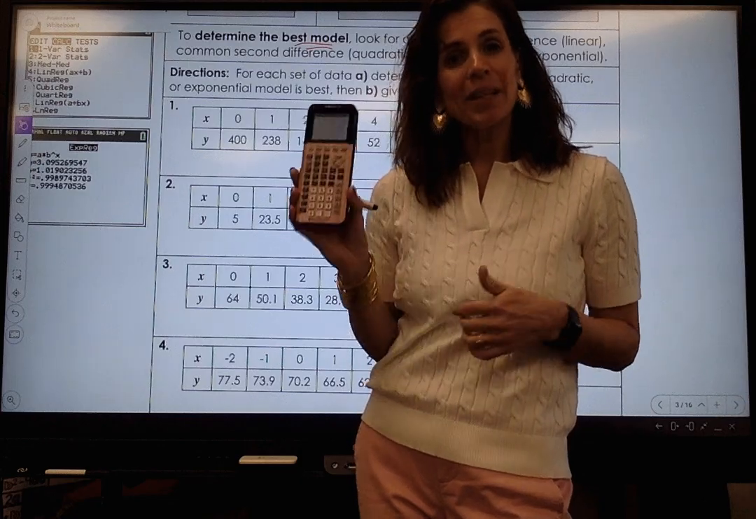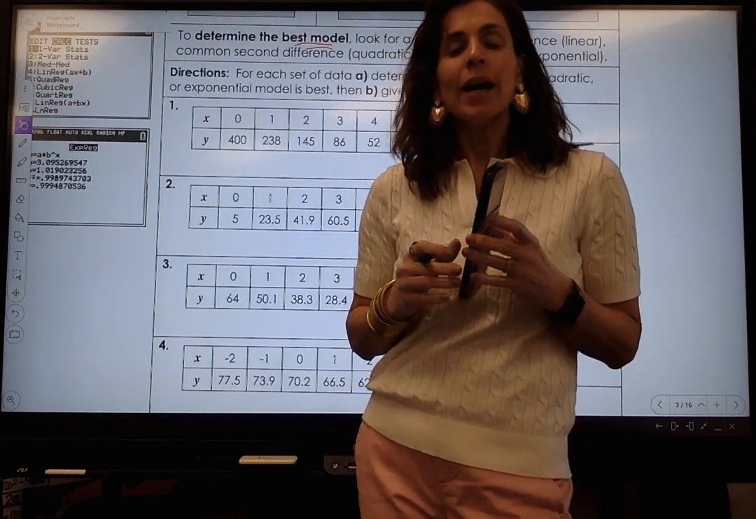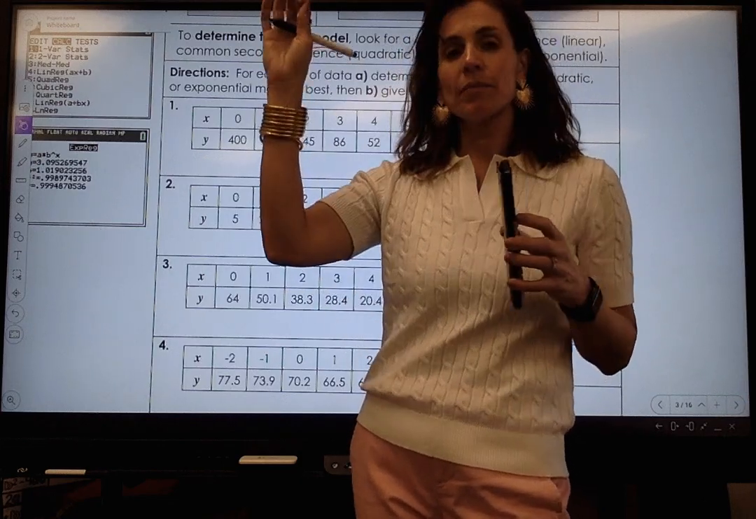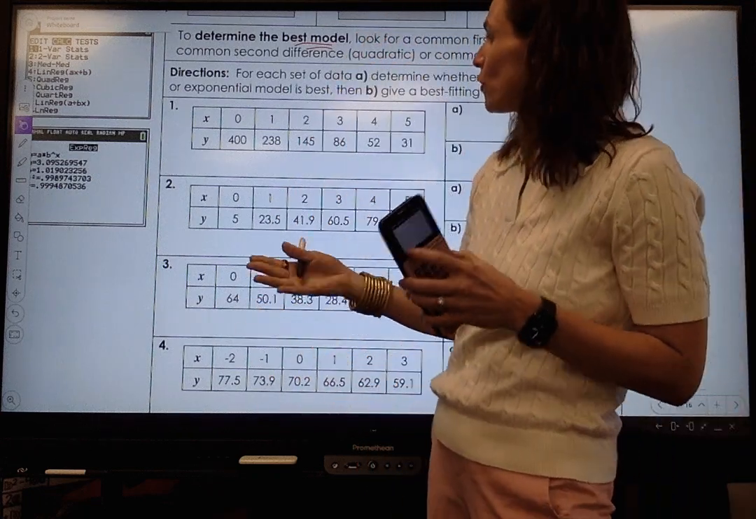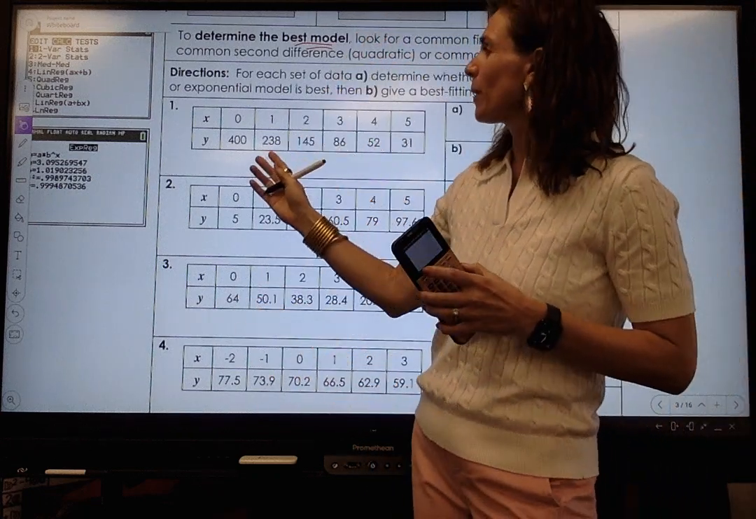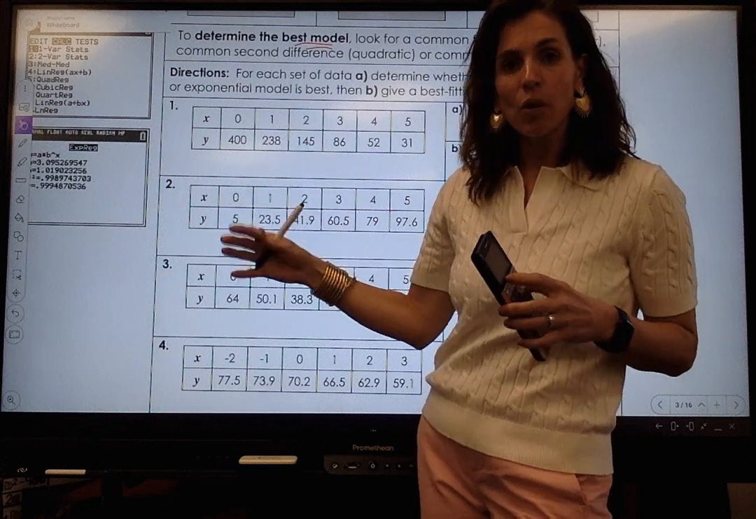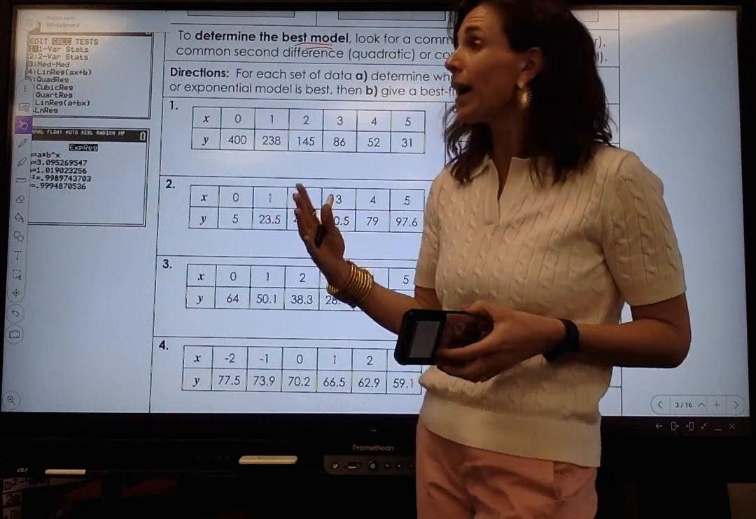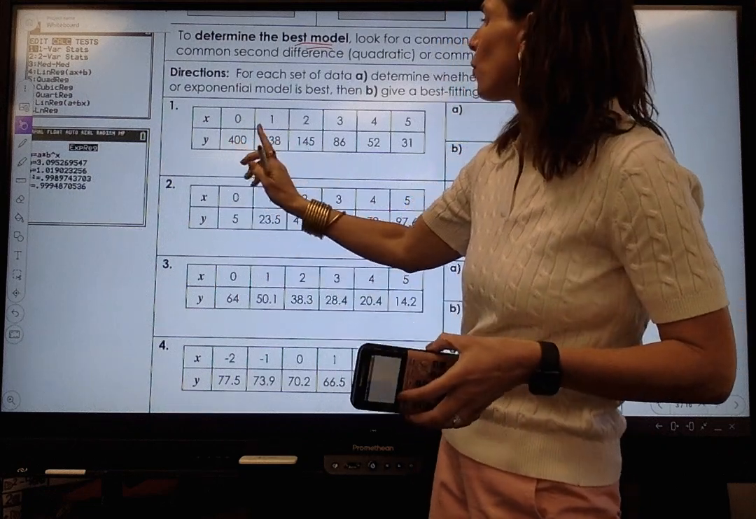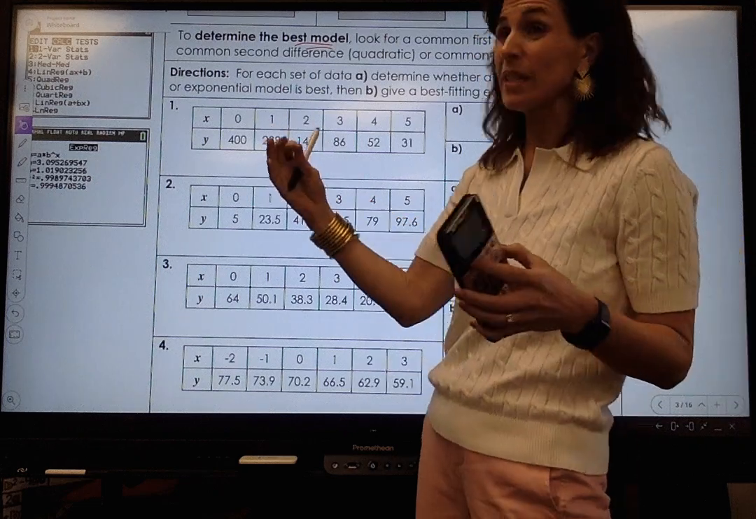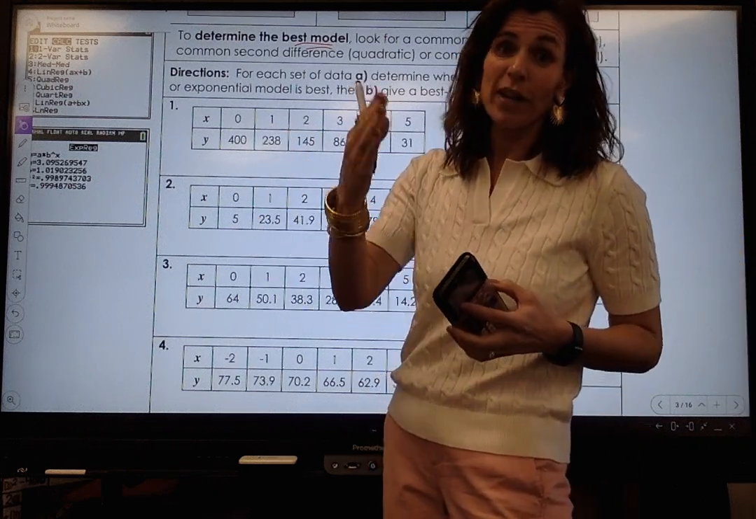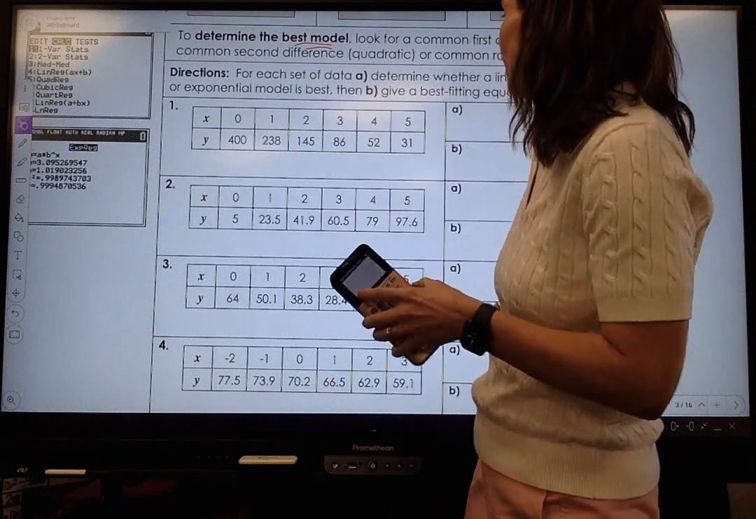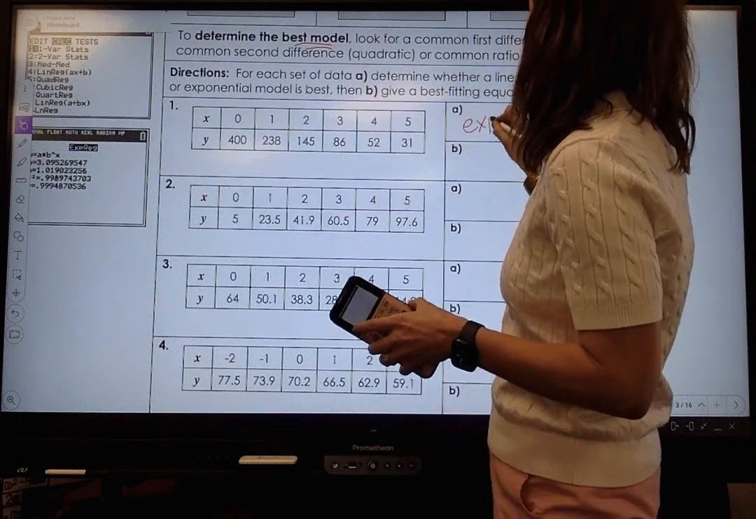In this section, I'm going to let the calculator do the work for me. So whether it's linear, quadratic, or exponential, the first thing you have to do is be able to recognize from a table which one of those it is. So what I do is I look and I can see that it's going from 400 to 238 to 145. So it's significantly decreasing. I know it's not linear. It's not going to be quadratic because it's almost cutting itself in half. So I know that it's exponential.